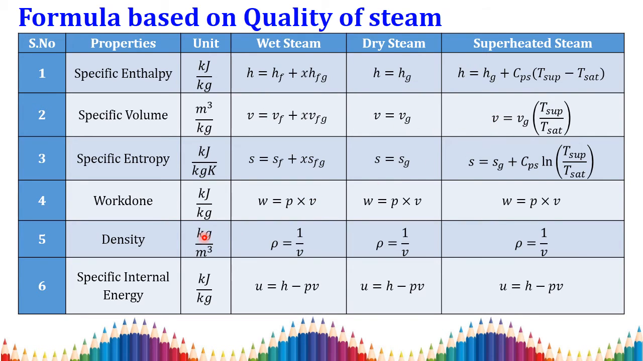We also know the specific volume is the reciprocal of density, or otherwise density can be written as 1 by specific volume in all the three cases of the quality of the steam. Then the specific internal energy can be determined by H is equal to U plus PV relation. So with this we can write U, specific internal energy U is equal to H minus PV. So this H, the specific enthalpy, and the specific volume will depend on these formulas. What are all the state conditions? Corresponding to the state conditions, this internal energy will vary, but the formula for the internal energy for all the three cases is the same.